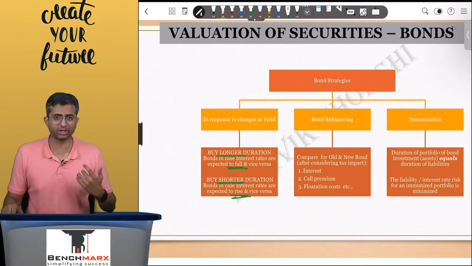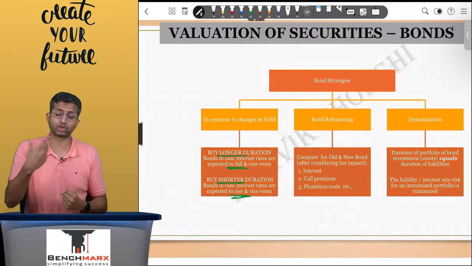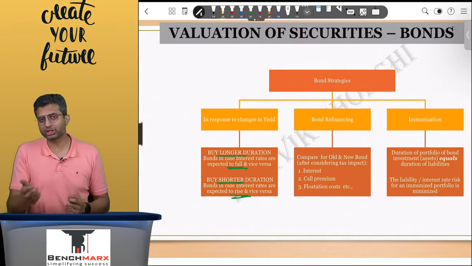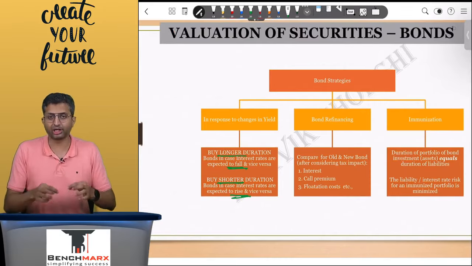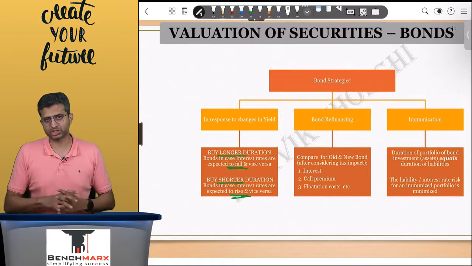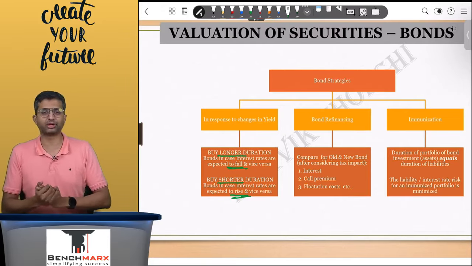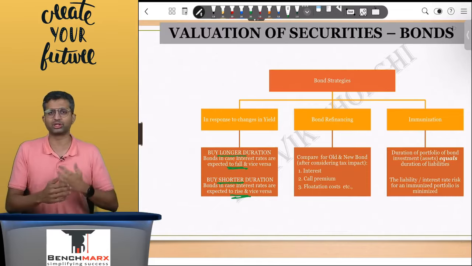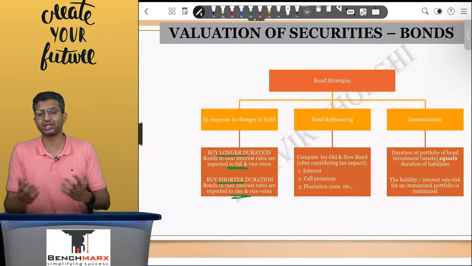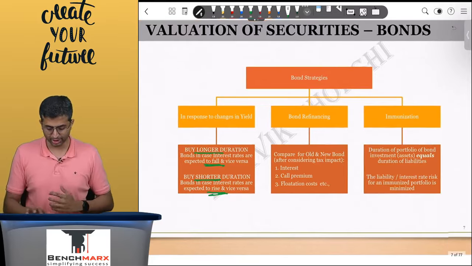In some of these bond refinancing questions, Institute does not give you the discount rate. If it does not give you the discount rate, then the current post-tax cost of debt should be taken as the discount factor. So, if the current interest rate is 10% and the tax rate is 30%, 10 into 1 minus 0.3, that is 7% will be your discount rate.